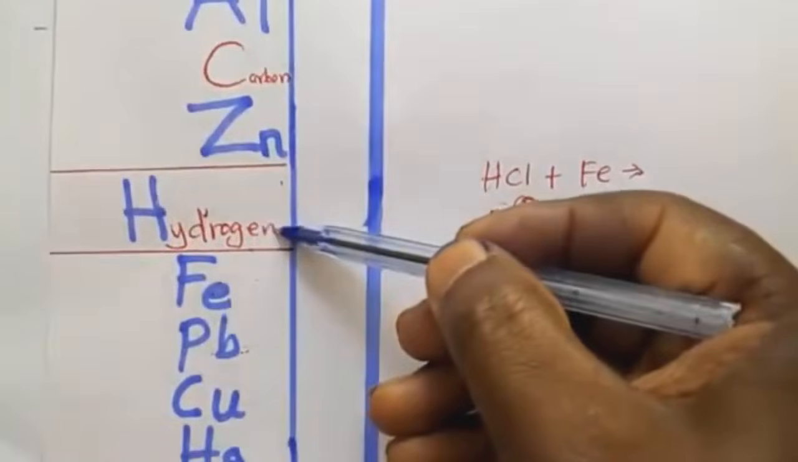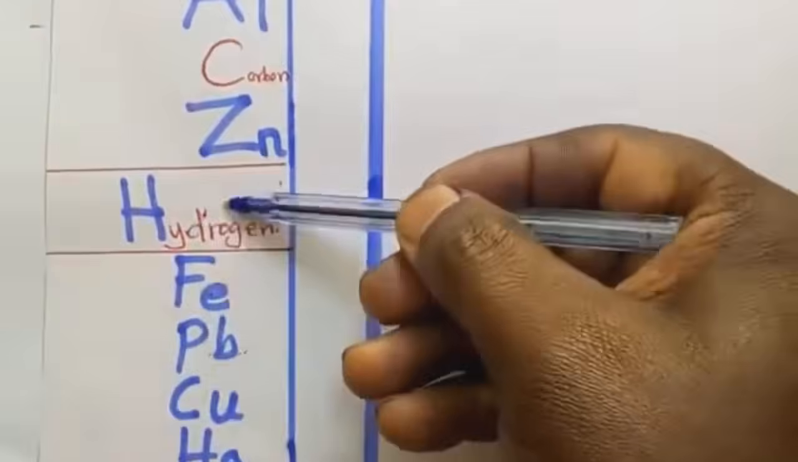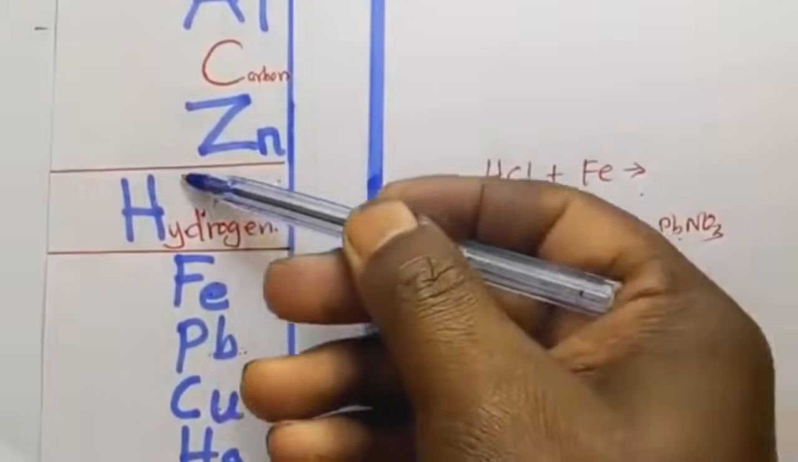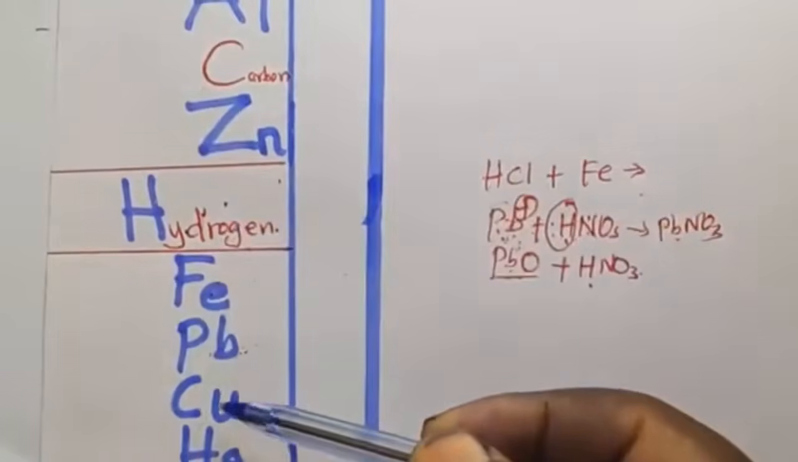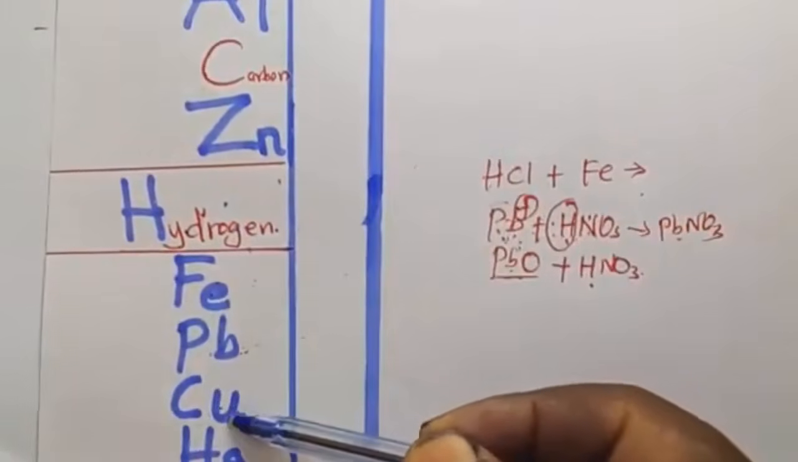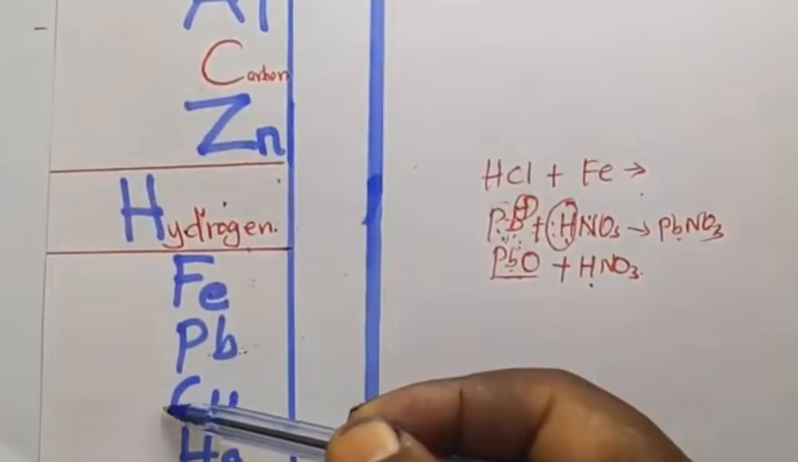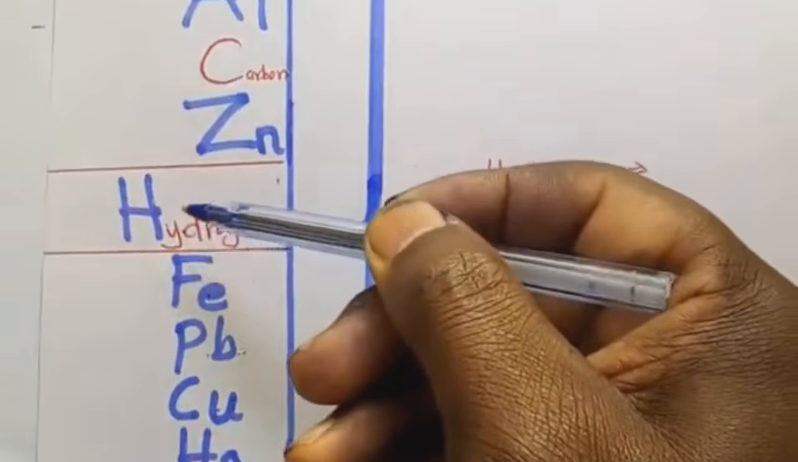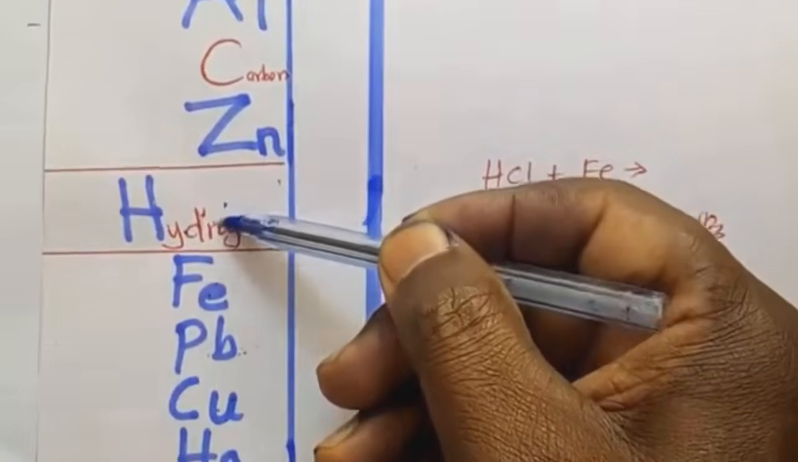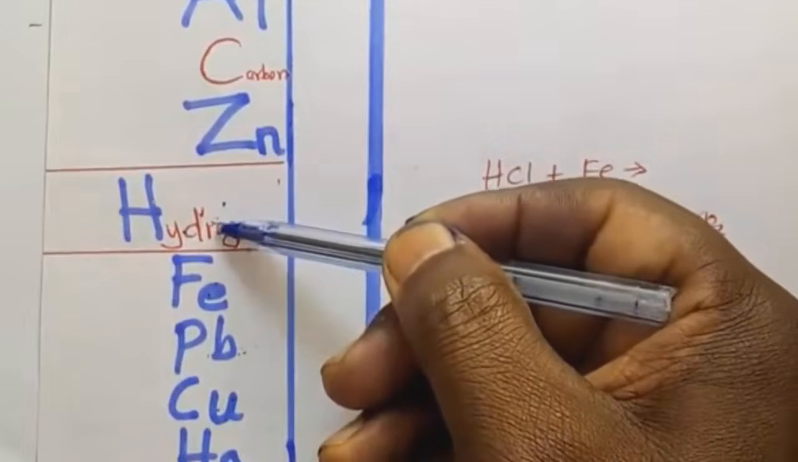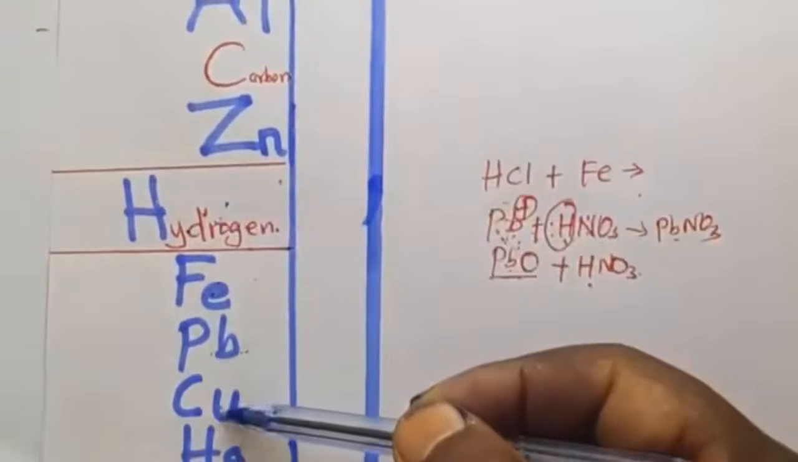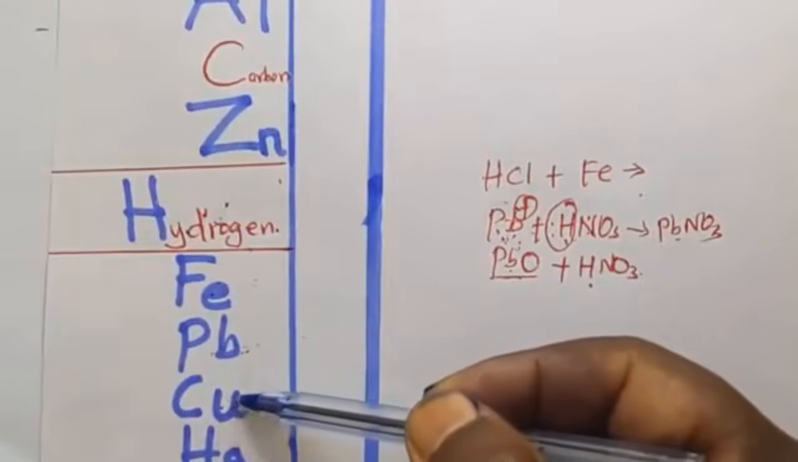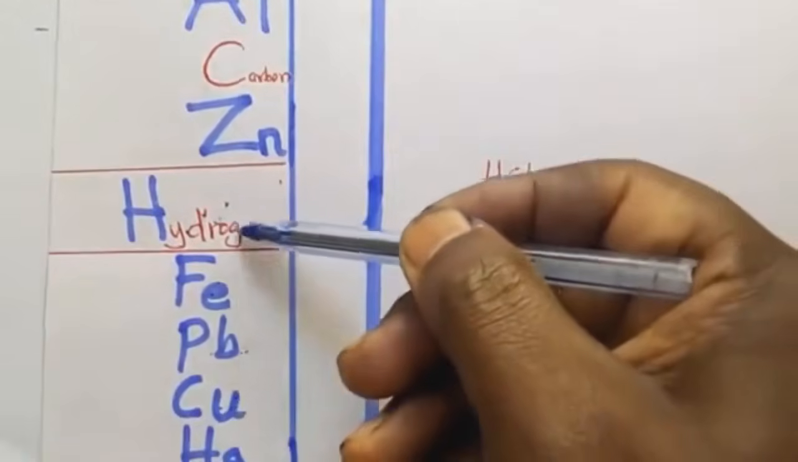The reason is simple. In the reactivity series, hydrogen is above copper, meaning hydrogen is more reactive than copper. There is no way you can react. There is no way copper will displace hydrogen in the acid to form the salt you want, because copper is less reactive than hydrogen.